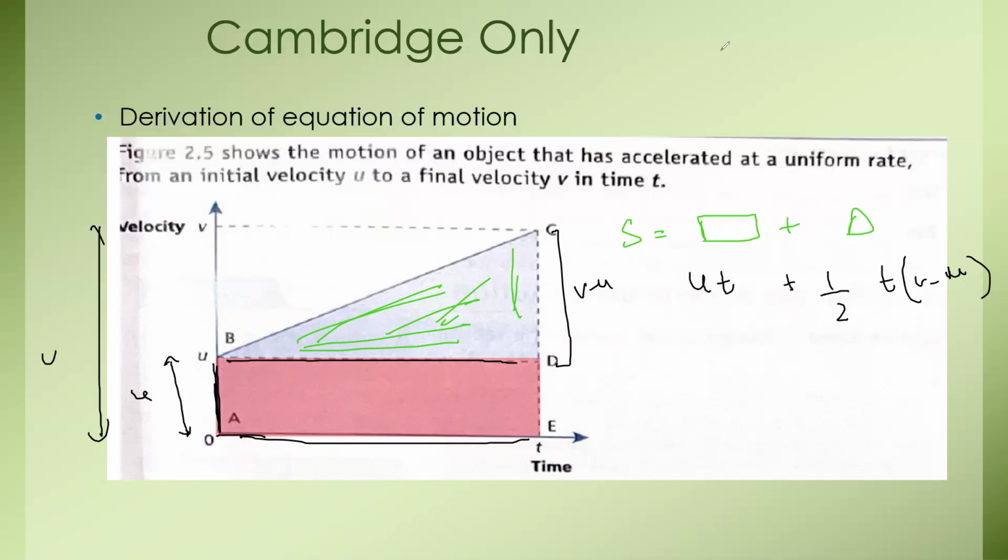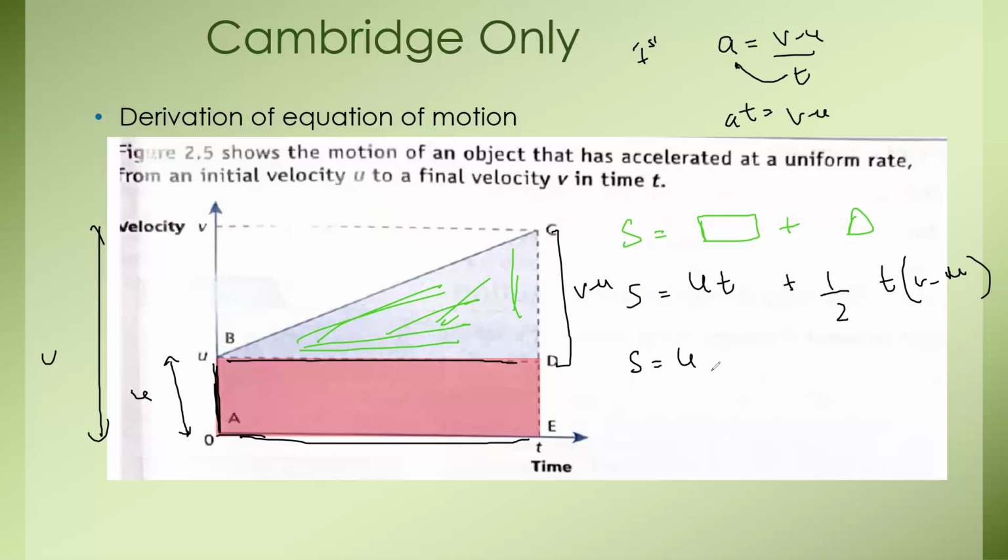Now, from the first equation, a is (v minus u) over t. That is from the first equation of motion. So I can say a into t is equal to v minus u. Means when a is multiplied by t, we get v minus u. So we just substitute.